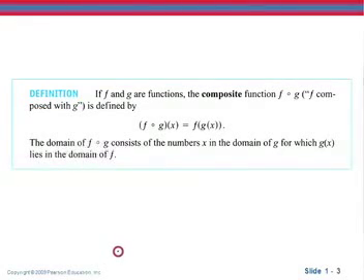Another way that we combine functions is through composite functions. This is read f of g of x, and it's f composed with g. F of g of x means just that. We take g of x and we plug it into our f function. The domain of f of g of x consists of the numbers x in the domain of g, for which g of x lies in the domain of f.